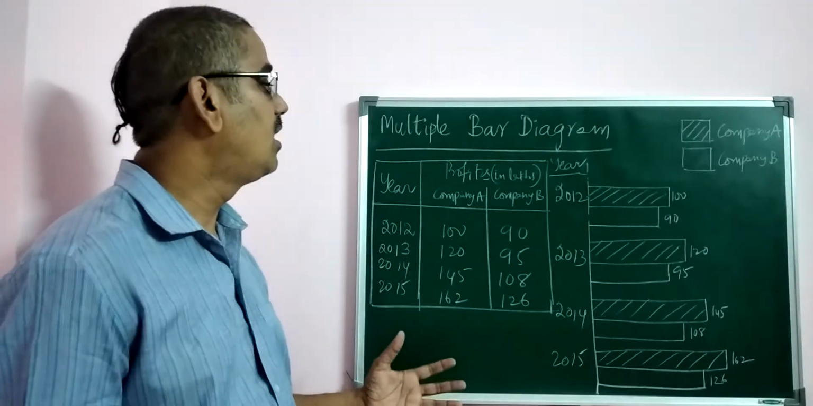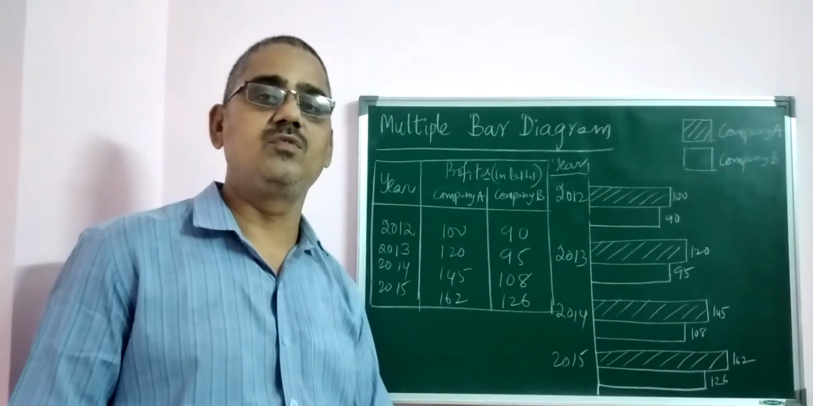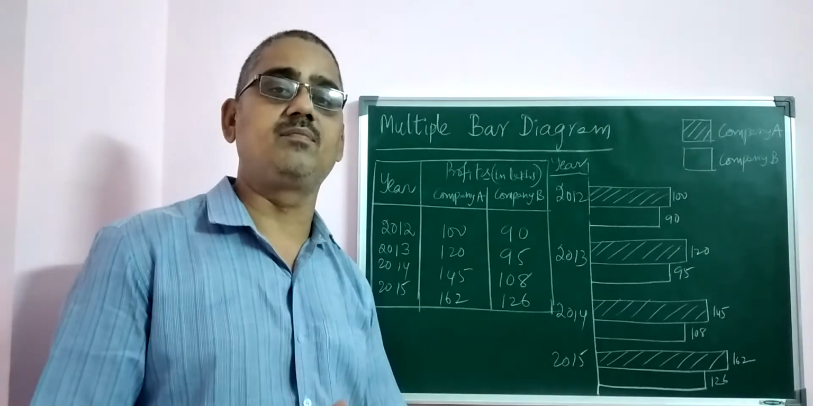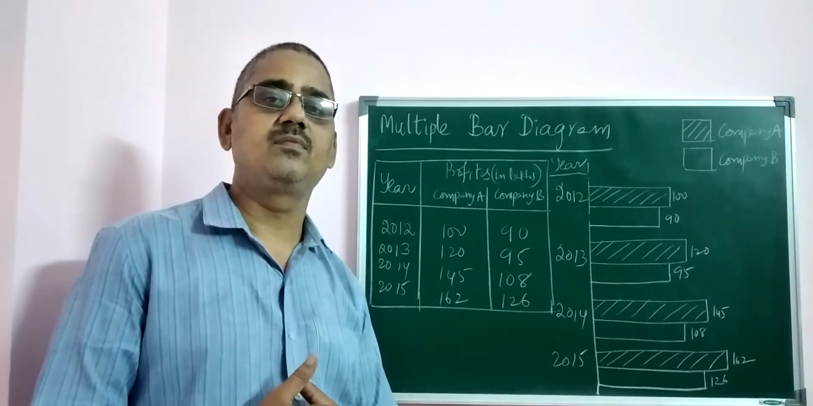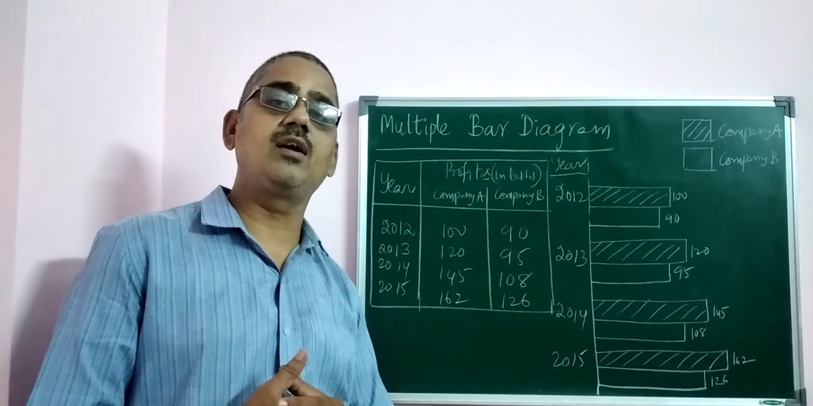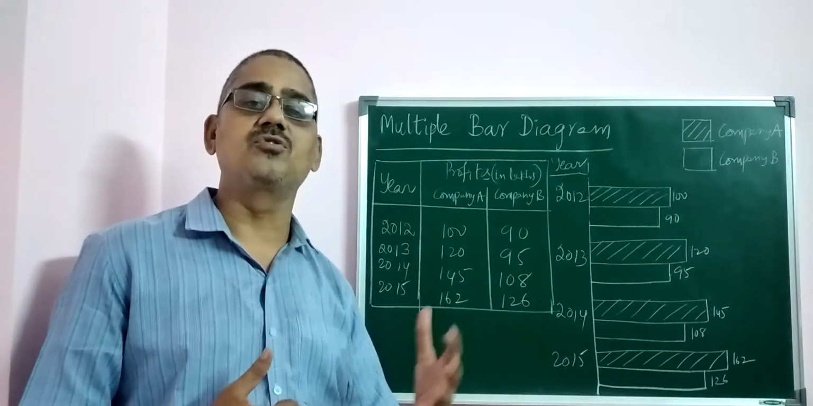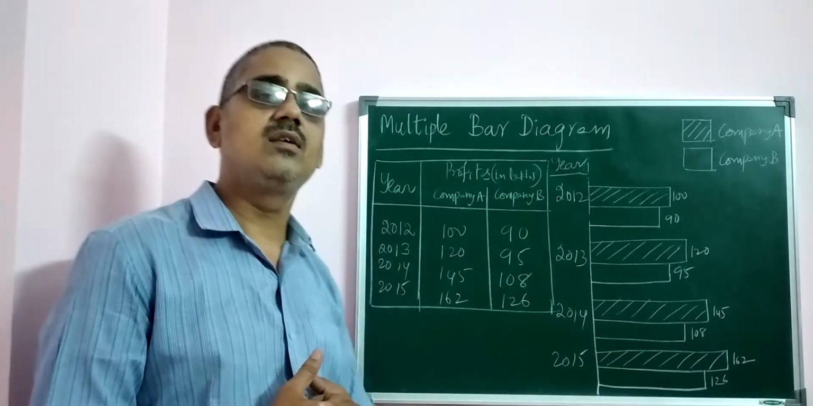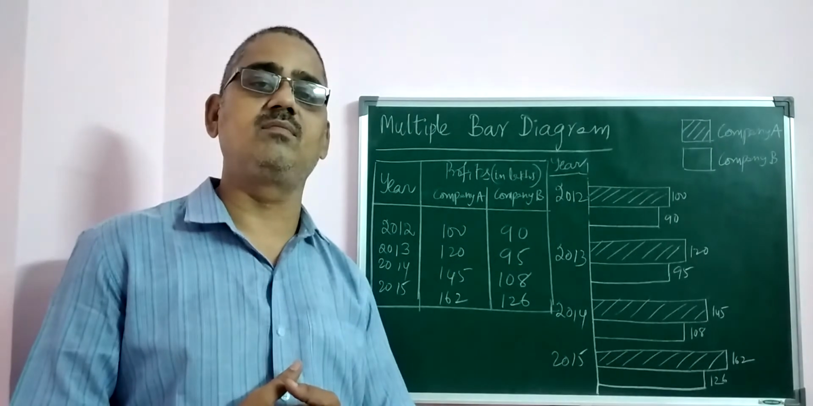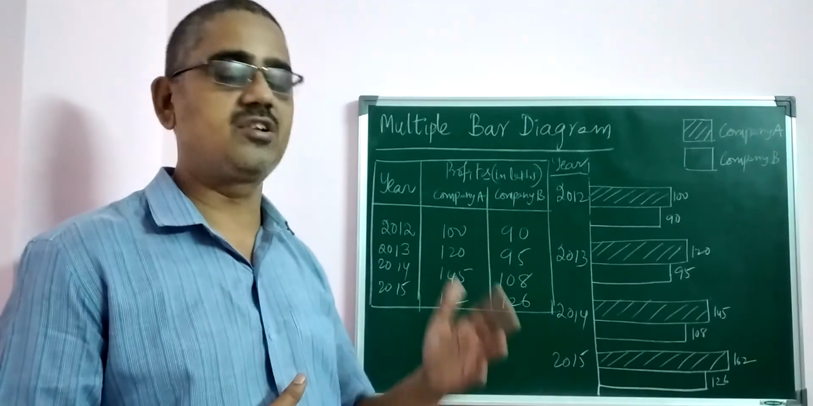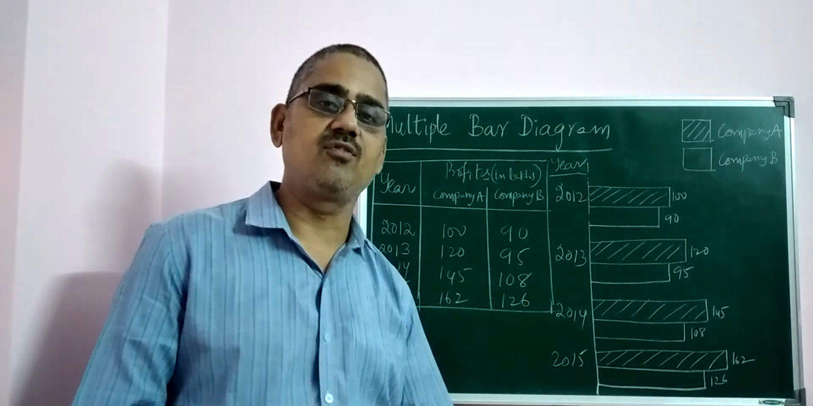So this is the diagrammatic representation, one very useful kind called the multiple bar diagram. It is very useful for the purpose of comparing two or more related sets of data. I hope you understand the definition of the multiple bar diagram and its representation through a particular problem. Thank you.